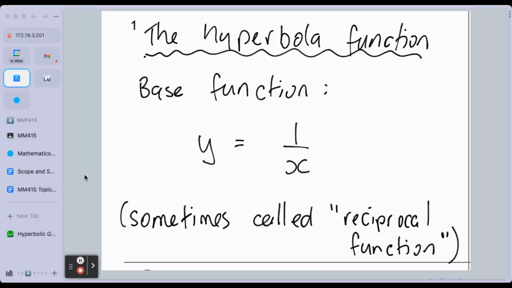So the hyperbola function, or the hyperbolic function. The base function is y equals 1 on x. Sometimes you might see it written as the reciprocal function. So it's worth writing this square down. Give you a moment to do so, but I'm going to move on fairly quickly.